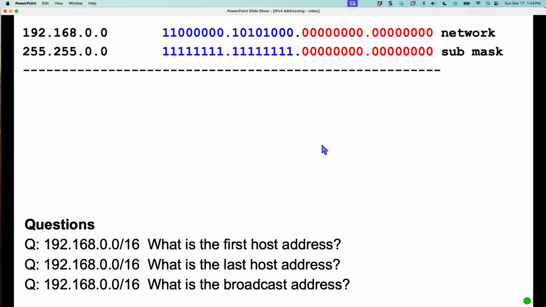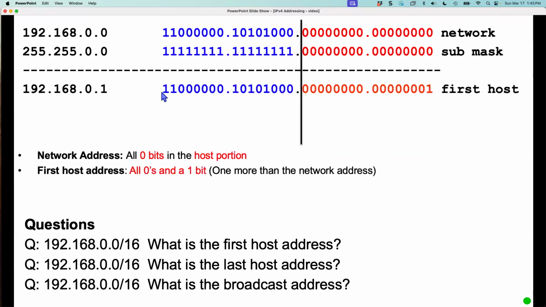All right, so what would be the first, last, and broadcast address? Very simple. Here's our network address. Here's our subnet mask. Put that line there. The network bits are not going to change. So let's copy it. Here's the network portion. All 0s and a 1 is our first host.